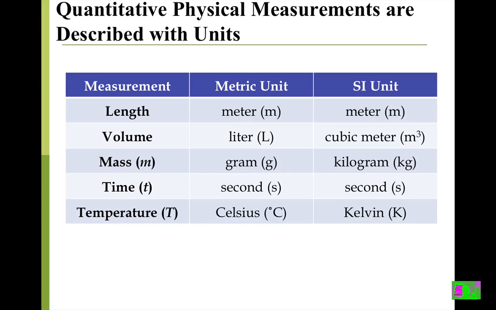We often use metric units. We also sometimes use SI units. In some cases, they're one and the same. In other cases, they're a little bit different. The metric system is based on units of 10, and that's why they're really useful for scientists. They're a lot easier to use than our feet and our ounces and things like that.